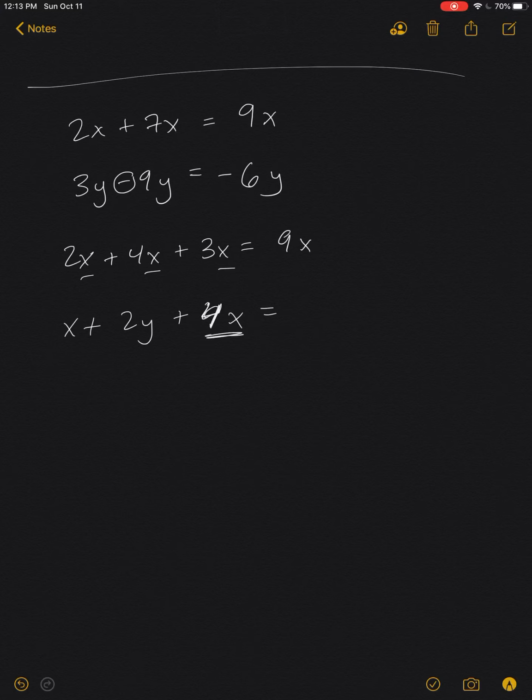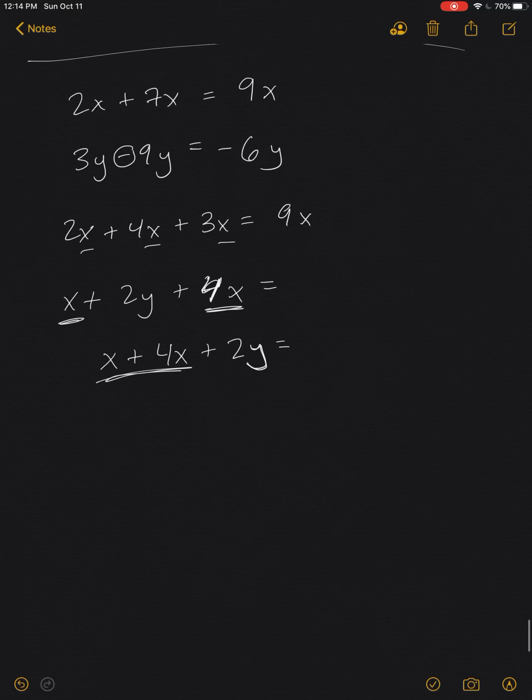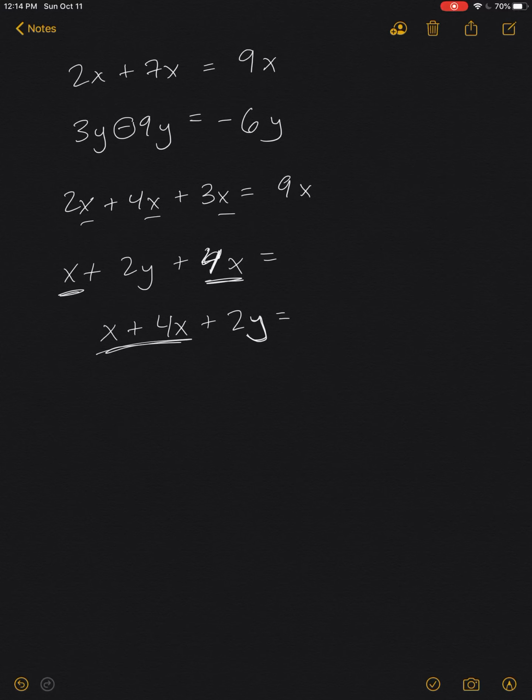So this time, this is why we want to know what's like and what's not. These two are alike, right? x and 4x, they both have x to the first power. The y is not alike. So if you remember your commutative property, I could rewrite this. You don't have to. Sometimes I like to group my like terms together in my problem so I can easily see that. This is that identity property I was telling everyone about.